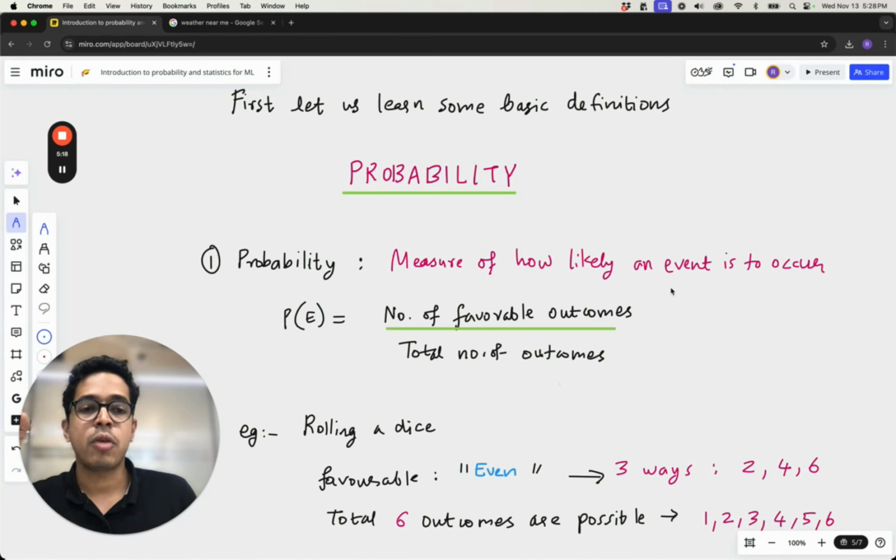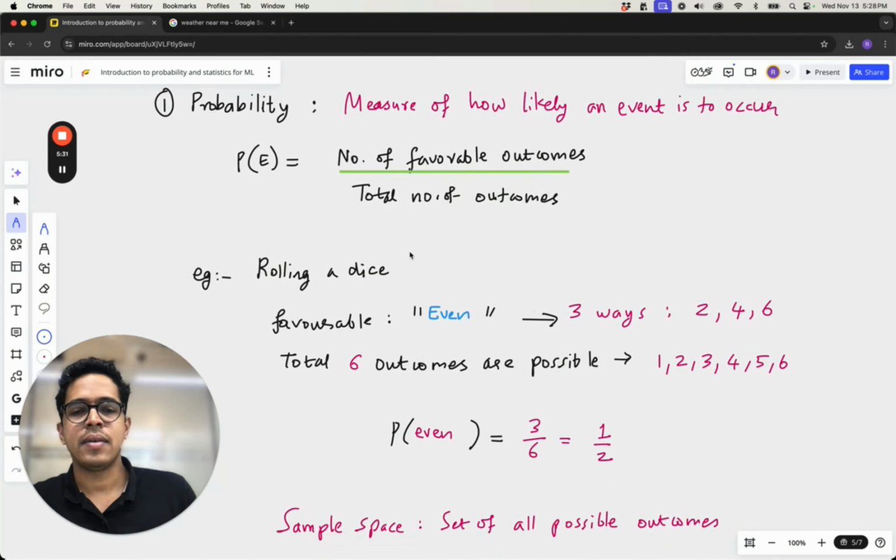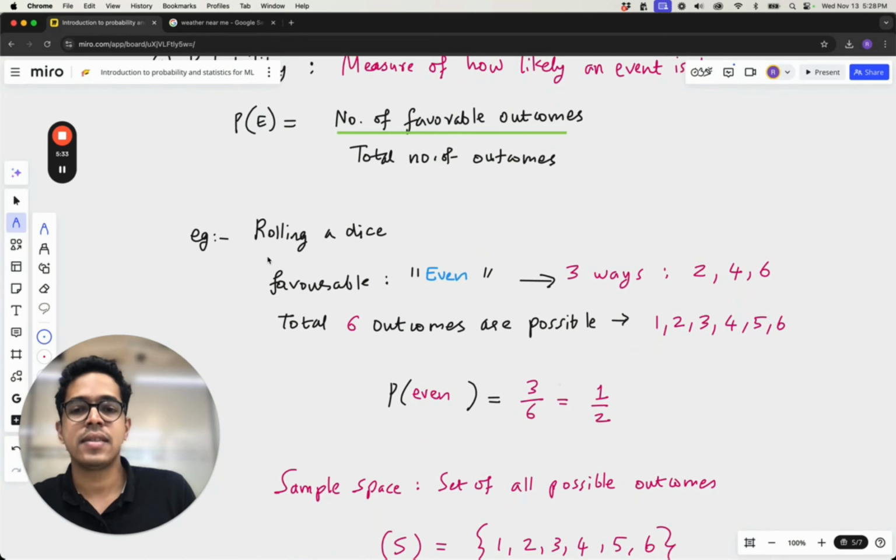This is the formal definition of probability. And as you know, it is denoted by P of E, where E is an event. It is the number of favorable outcomes divided by the total number of outcomes. So if we are describing an experiment by rolling a dice, then a favorable outcome in a particular event is, let's say, getting an even number after rolling a dice.